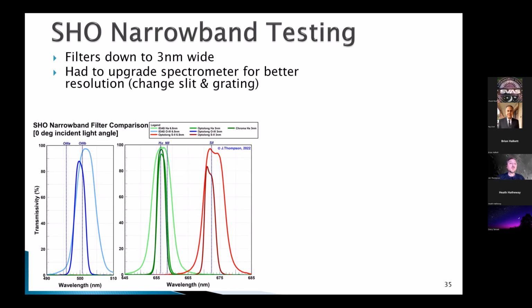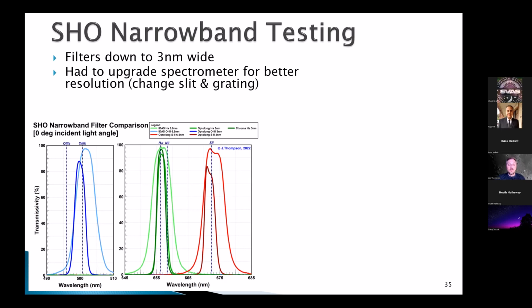And you can see from the curves here, I've tested IDAS's 2 narrowband filters they have available, hydrogen alpha and O3. They're in the 6.5 to 7 nanometer range. The Optolong 3 nanometer SHO set, just a lone Optolong 6.5 nanometer sulfur 2, and then the Chroma hydrogen alpha 3 nanometer. Those are the main 7 filters I've been working with lately.